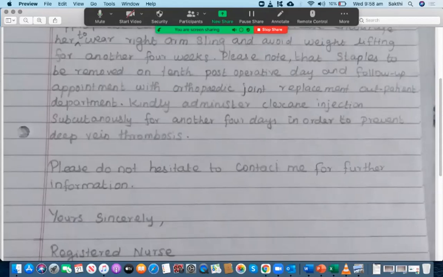All right, so look at this sentence: "And follow-up appointment with orthopedic joint replacement outpatient ward department." This is wrong. Why? Because whatever you are writing here is incomplete. This doesn't have any verb; it only has the subject. So do you want to say that the staples will be removed in 10 days at this department? Is that what you want to say? Or does she have a different appointment as well, another appointment as well?